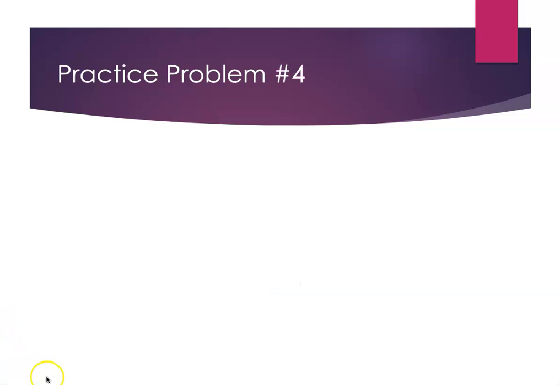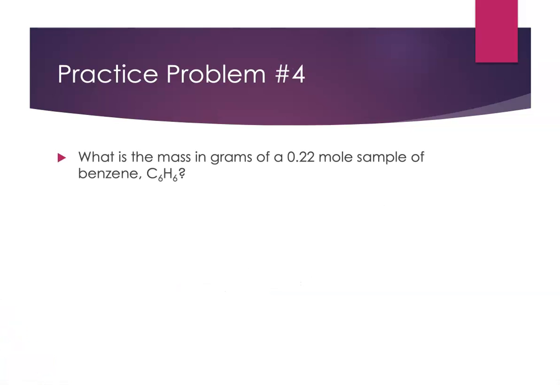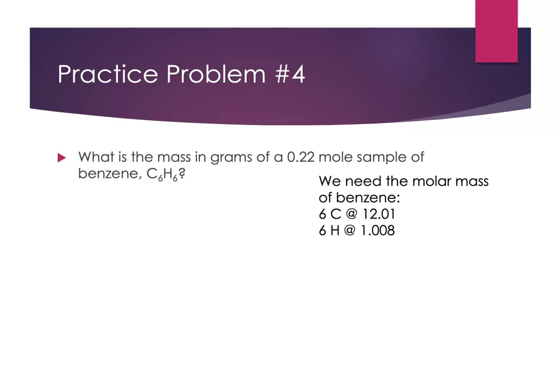Let's do one more practice problem. What is the mass in grams of a 0.22 mole sample of benzene, which has the formula C6H6? Now, this is a compound. We need to find the molar mass of benzene. I've got 6 carbons at 12.01 each. I've got 6 hydrogens at 1.008. When I add that all up, I get a molar mass of 78.11 grams per mole for benzene.